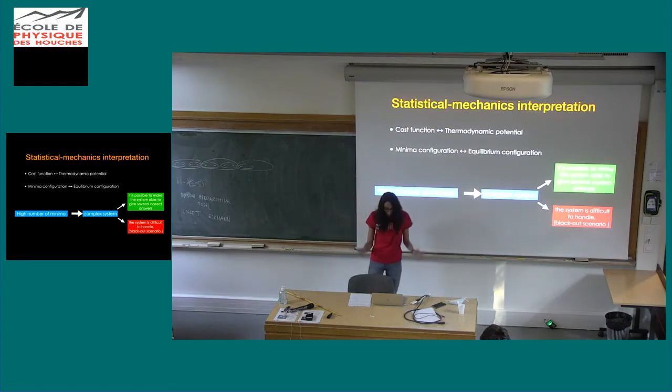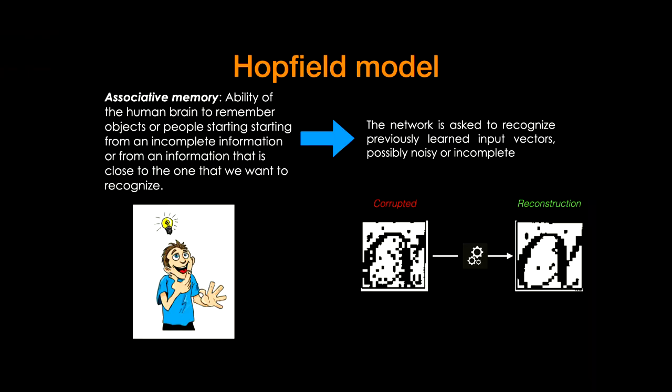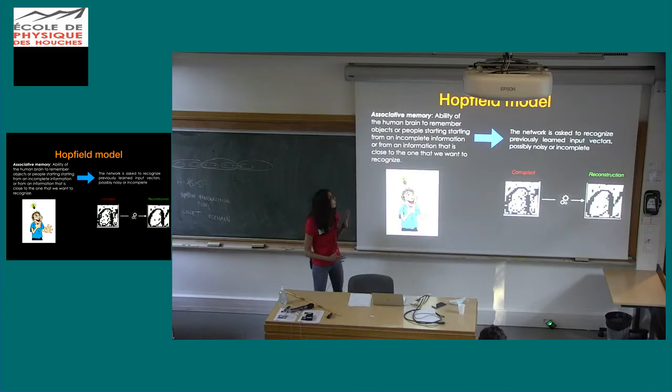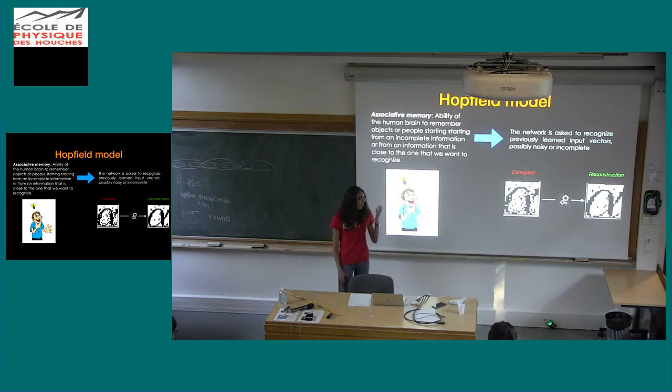So in this context, we can find the Hopfield model, which takes inspiration from neurobiological evidence: the ability of the human brain to remember a person or object starting from incomplete information, or information that is quite similar to the one that we want to recognize. This is called associative memory, and we want to build a network that can work as an associative memory. So we want to give the network corrupted information, and we want the network to be able to reconstruct the correct one.